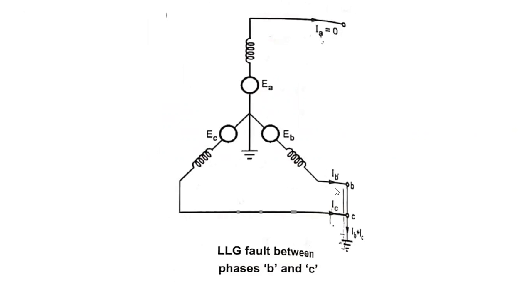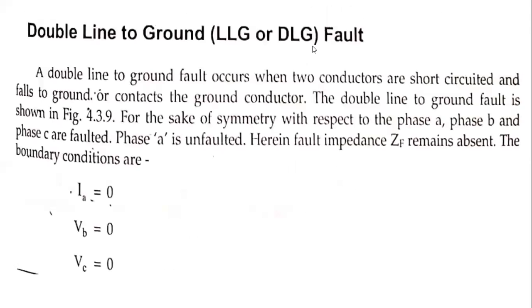Therefore the double line to ground fault is obtained at the B phase and the C phase. The fault current is short circuited at the B to C phase and it will be grounded, therefore the current flowing through the ground is IB plus IC. If the fault is obtained in the B to C phase, then IA is equal to 0. Why? Because the A phase is open circuited. Therefore, IA is equal to 0.